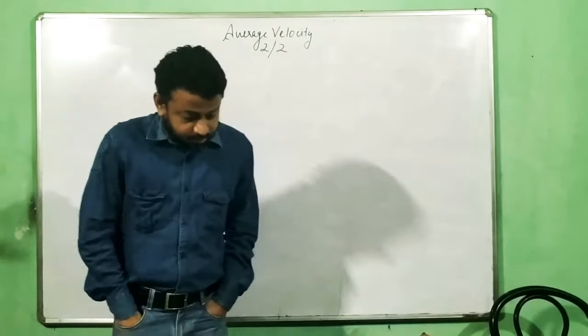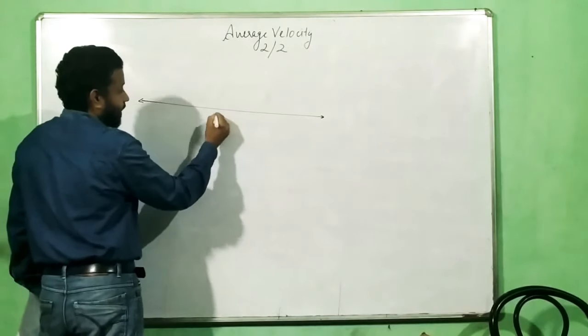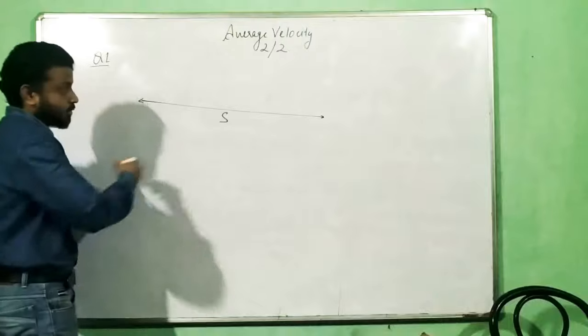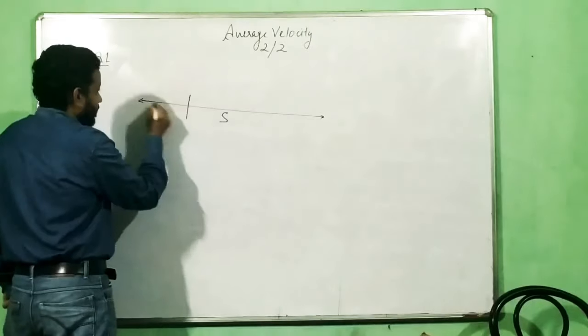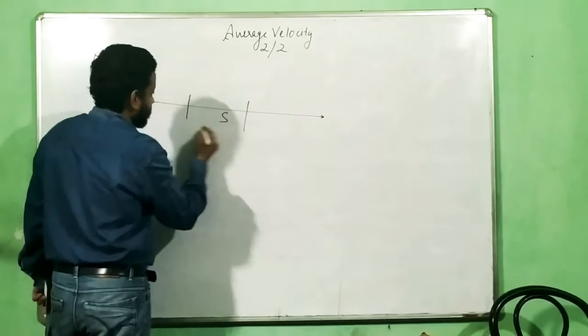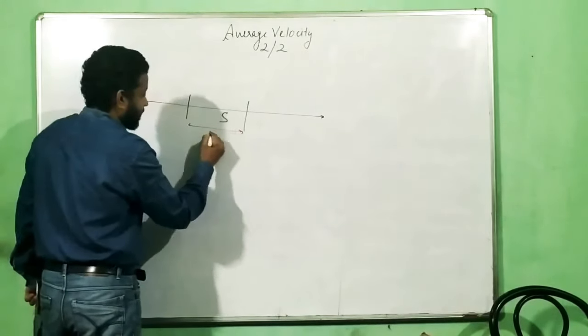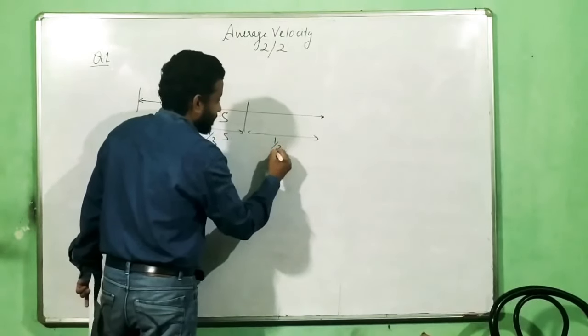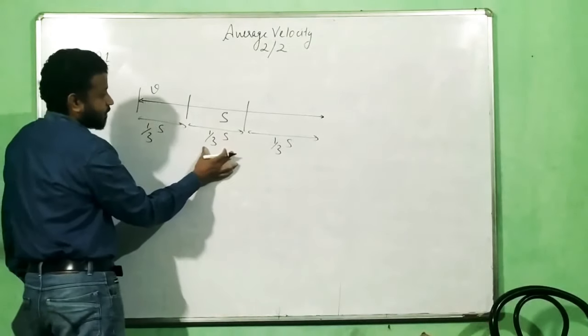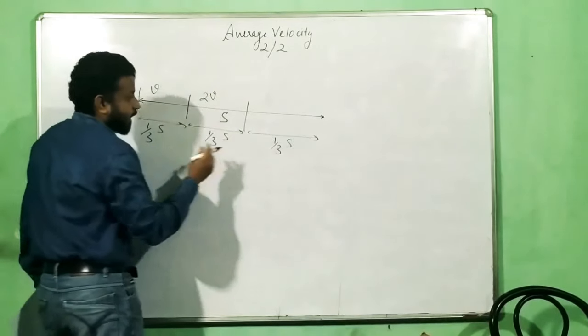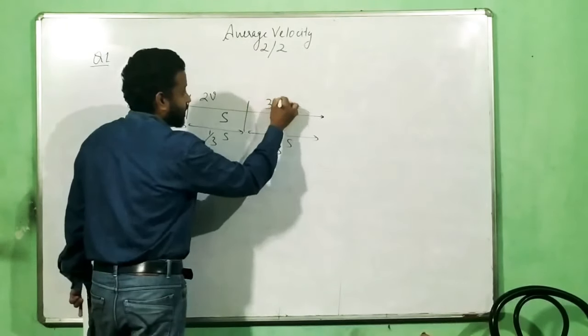So the question talks about a total journey. A total journey is from here to here. This is your total journey, and let us say the total distance is s. Out of this, this is 1/3, this is 1/3, and this is 1/3. In the first 1/3 the body is having a speed of v, in the second 1/3 a speed of 2v, and in the third 1/3 a speed of 3v.